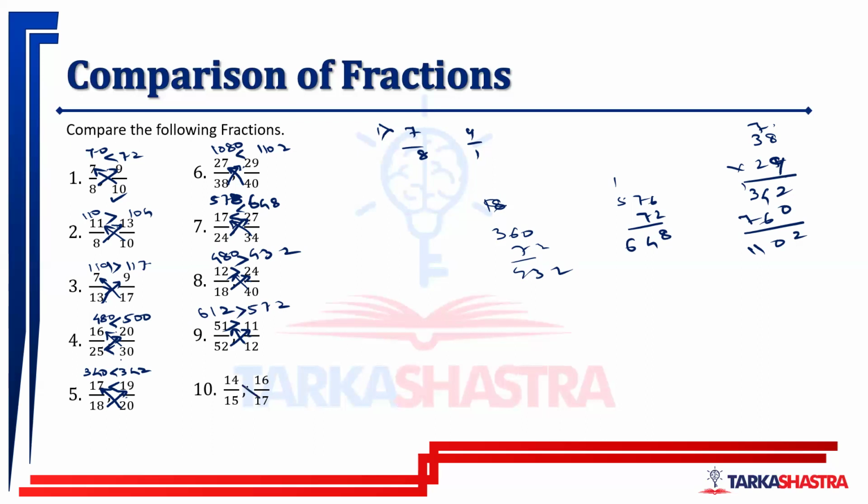Then 14 into 17 will be how much? 170 plus 68, 238. 15 into 16 is 240. 240 is greater. So 16 by 17 is greater. This is how you can compare the fractions. This comparison of fractions will be very much useful in data interpretation.